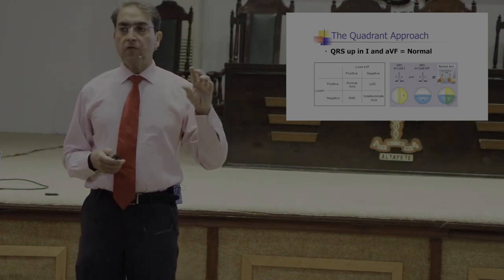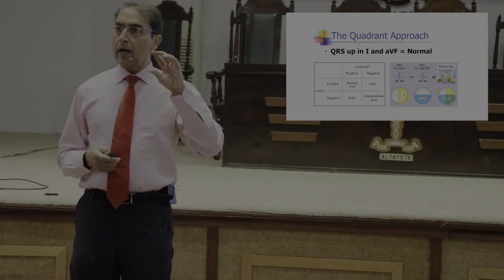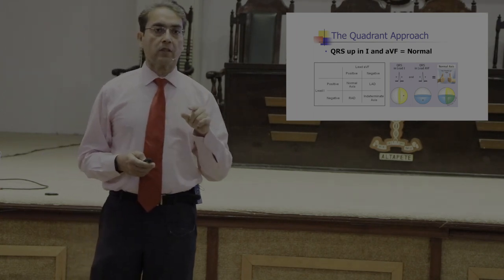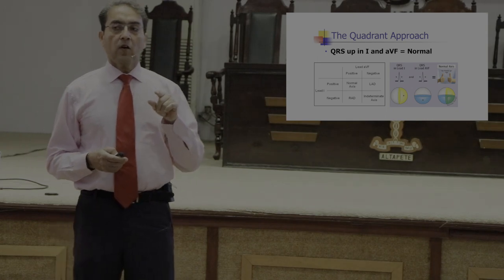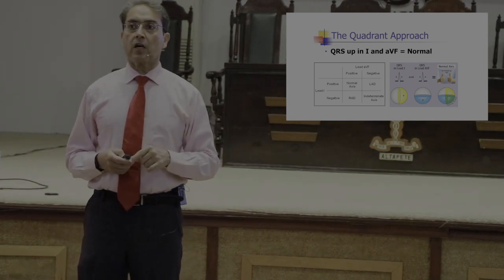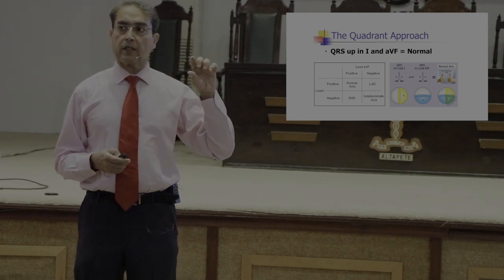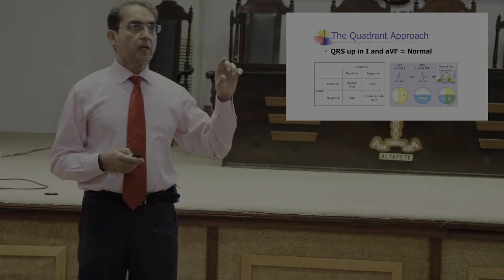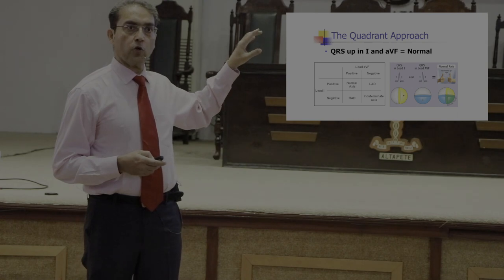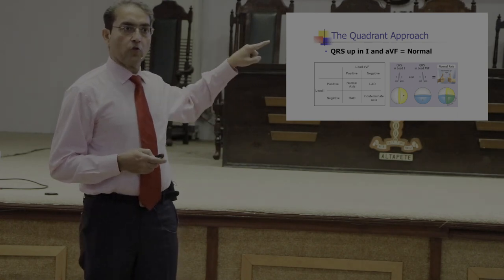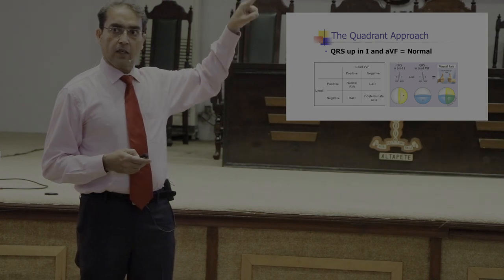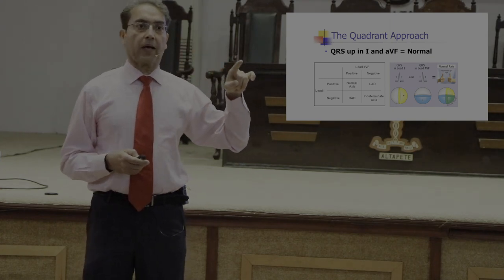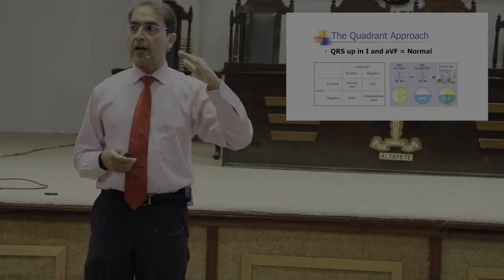For example, lead 1 shows an isoelectric QRS complex. So any lead which is lying at 90 degrees to this lead will be showing the electrical axis of the heart. Now, if lead 1 is isoelectric and lead AVF is at 90 degrees of lead 1, do you remember that 1 is at 0 to 180 while AVF is at 90 degrees? So if lead 1 is showing an isoelectric QRS complex, the positive deflection is the same as the negative deflection.